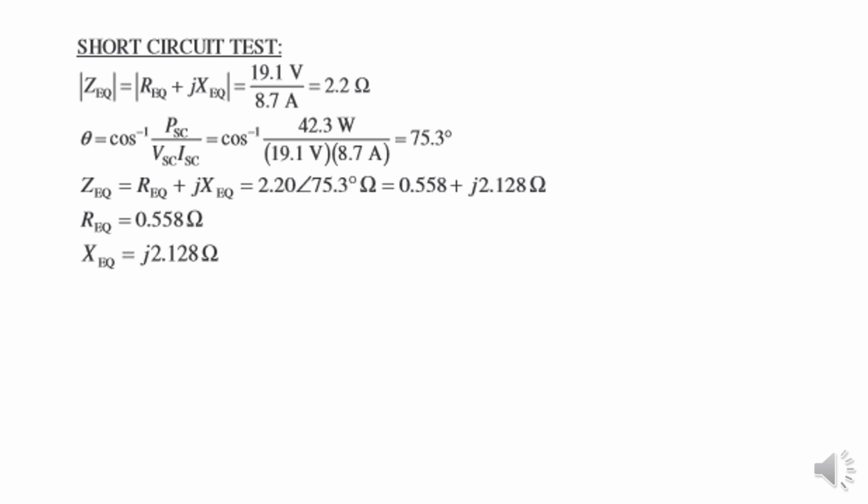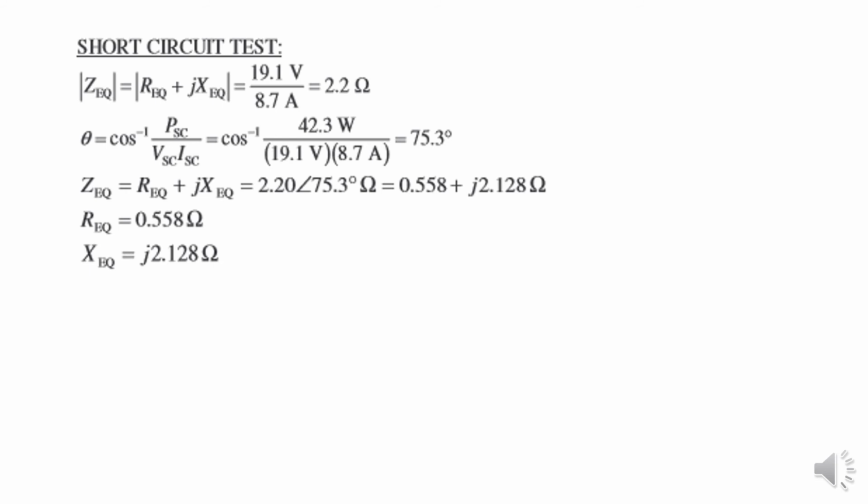So REQ and XEQ, we can write it as ZEQ. ZEQ is equal to REQ plus jXEQ, right? In the short circuit test also we were given the voltage and the current, right? So if we divide VSC by ISC, which is 19.1 divided by 8.7, we are getting the magnitude of the impedance, which consists of REQ and XEQ. So this is equal to 2.2 ohms. Remember, this is the magnitude of the impedance. Then we have to find the angle.